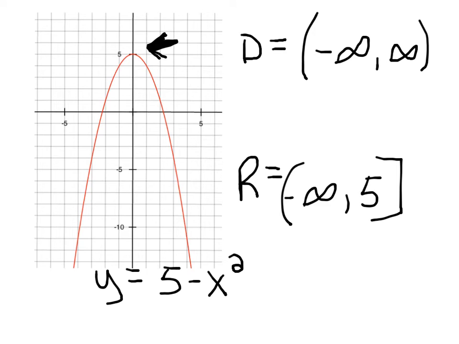You can tell this by also looking at the equation. No matter what I plug in here for x squared, I'm going to get a positive number. So the smallest this can be is 0. So 5 minus 0 is still going to give me 5.